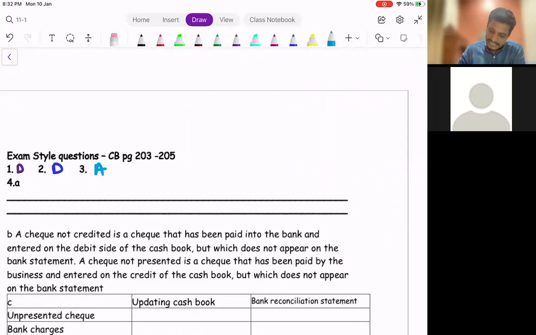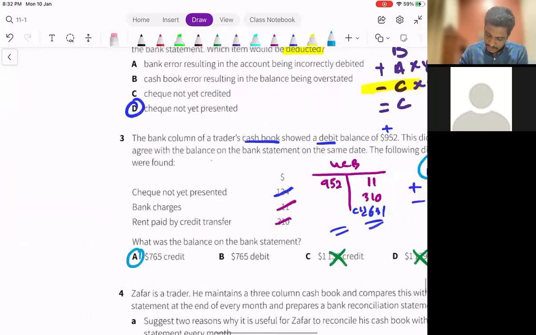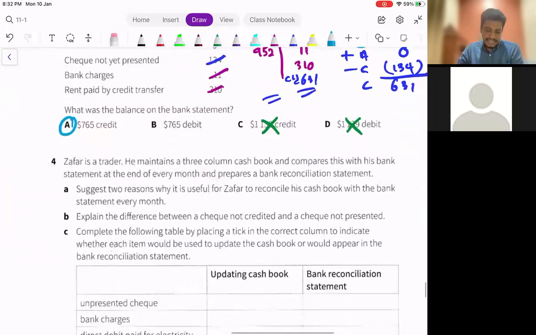Okay, next one, question number 4. Question number 4, he says Zafar is a trader. He maintained a 3-column cash book, and compares this with his bank statement at the end of every month. He prepared the bank reconciliation. Good.